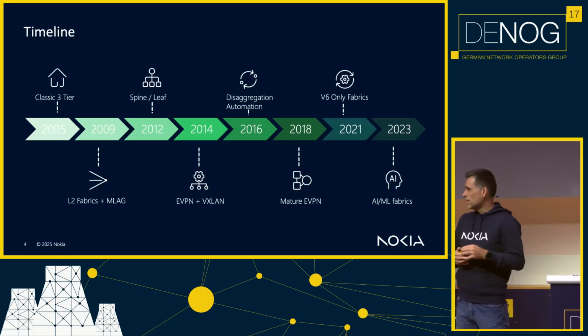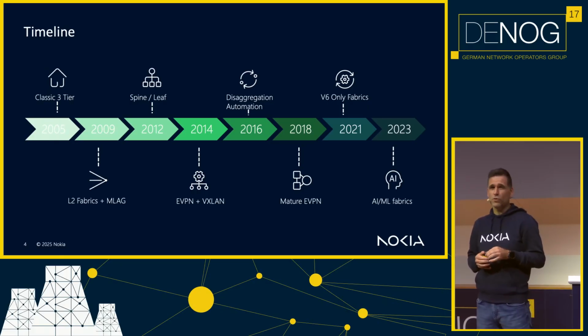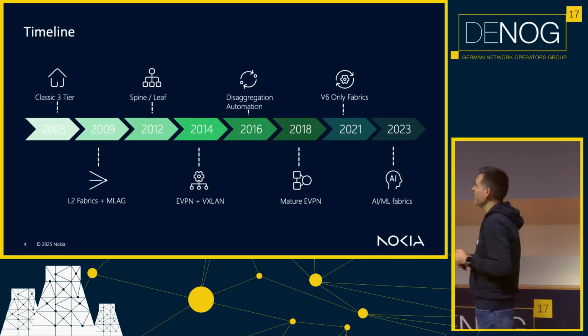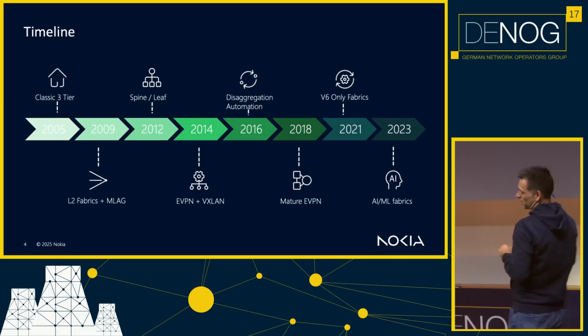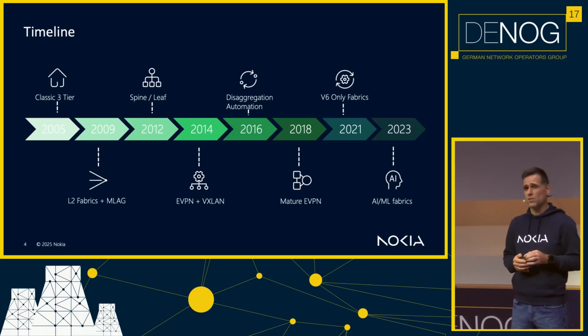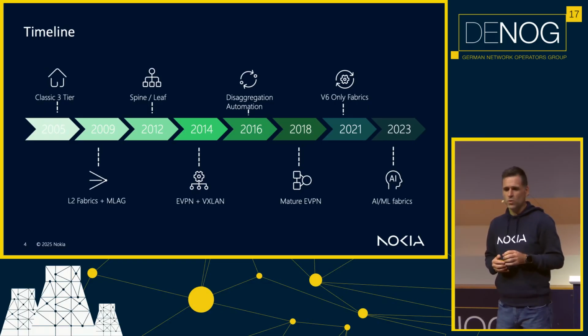But then there was also a big need to finally disaggregate and involve automation. So you see a constant need over time, and you reach a point, most likely 3-4 years ago, where you build IPv6-only fabrics. IPv4 in most of the recent data center build-outs is not even a discussion anymore. And now we finally need to find a way to deal with AI and ML.